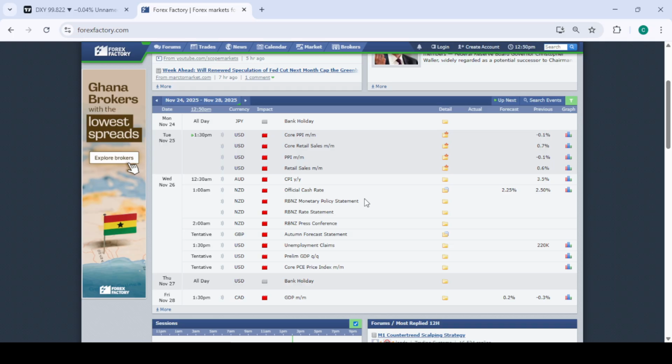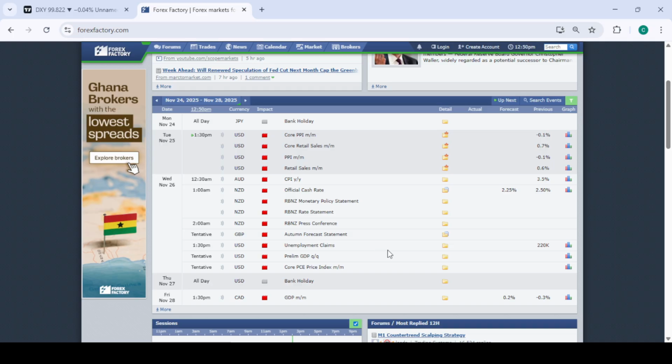Because sometimes even on GBPNZD, when this news is released, it's able to do more than 100 pips per move on that news. So be on the lookout. Later that day, we're going to have the autumn forecast statement for the GBP, and then the unemployment claims and prelim GDP and core PCE price index for the USD on Wednesday.